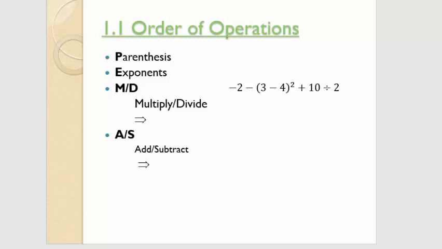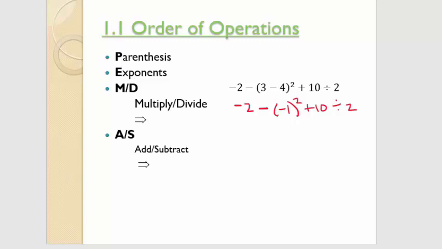So in this problem on the right-hand side, you'll notice that there are parentheses. So I want to go inside and do that first. I'm going to write everything else out the same. -2 minus 3 minus 4 is a -1 squared plus 10 divided by 2. Then I need to take care of the exponents. Exponents are whatever a number is raised to. So my exponent in this expression is 2.